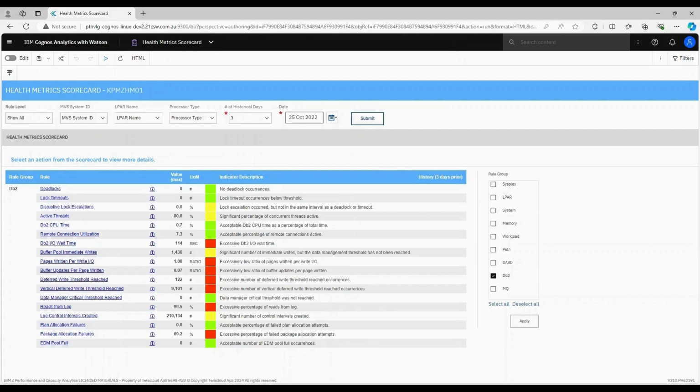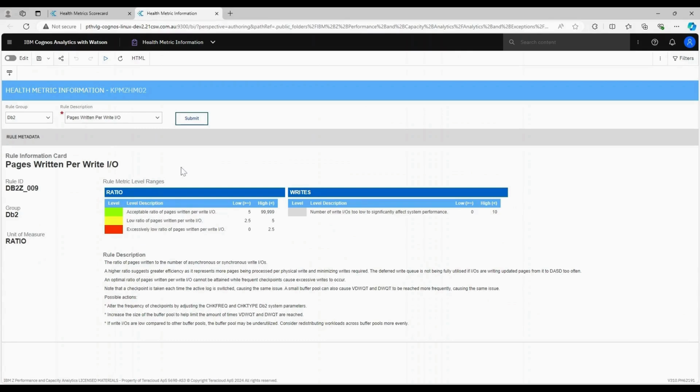For this demonstration, we will take a closer look at the pages written per write IO rule to walk through the process the user would follow to determine necessary actions. To learn more about this rule, we can click the I button beside the name to open the associated information card. Here, we can see the high and low thresholds for each color, which trigger when the rule value falls within their range. A green result indicates an acceptable value, yellow signals warning, and red highlights a significant issue.